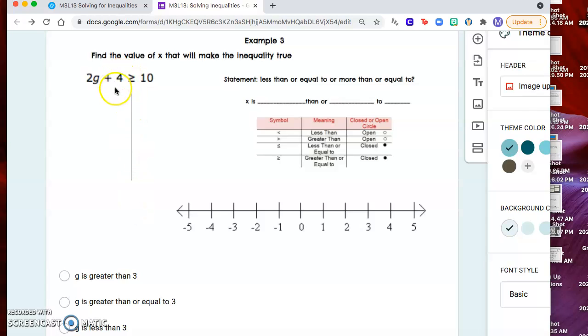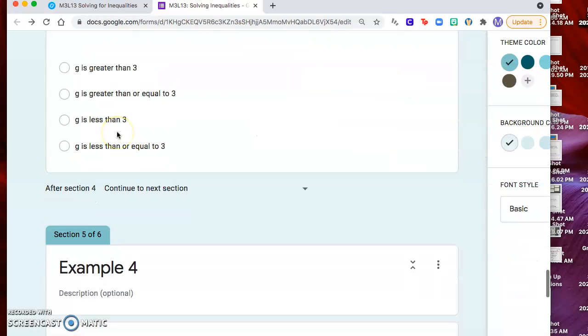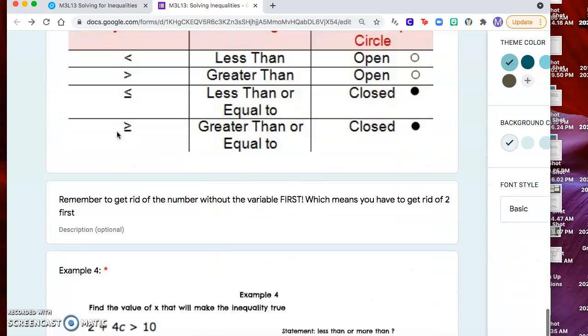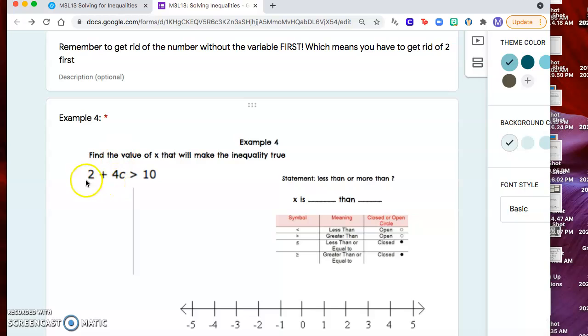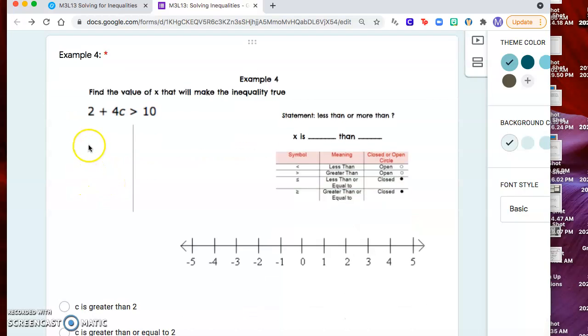Just remember that you get rid of the constant first. So here we get rid of the 4 first. And in example 4, we get rid of the 2. So for example 4, make sure that you get rid of the 2 first, the number without the variable. So you would subtract 2 on both sides. So it just looks a little bit weirder because of the order, but it's the same.